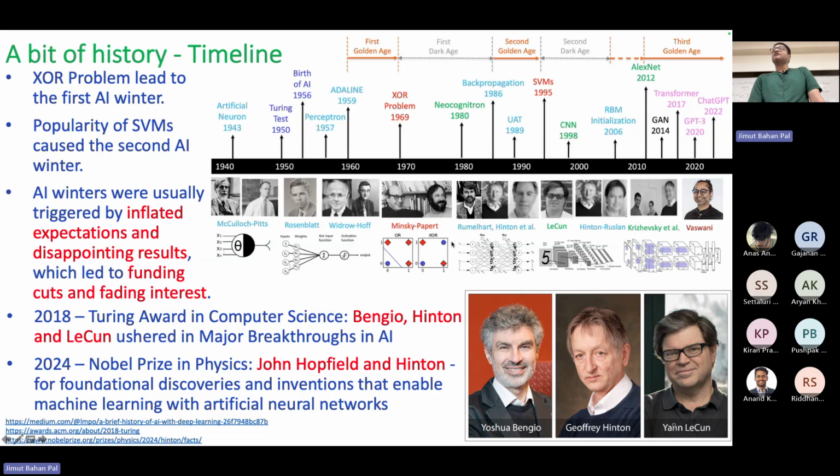So now is mostly the golden era of deep learning, since there was a Turing Award, which was awarded to Bengio, Hinton and LeCun in 2018. And also Hinton and Hopfield got the Nobel Prize in physics for their contribution to artificial neural networks.